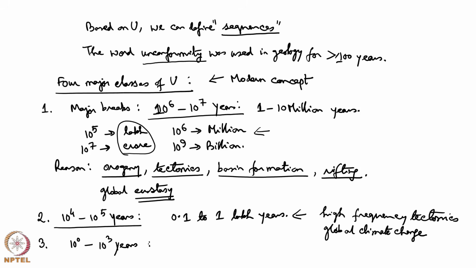So, the reason of such very short, in the sense of 10 to the power 6 to 10 to the power 7, these are large. In comparison to 10 to the power 6 to 10 to the power 7 years, 10 to the power 0 to 10 cube years is certainly a short time range, and it can be produced due to seasonal changes or long term geomorphic processes.